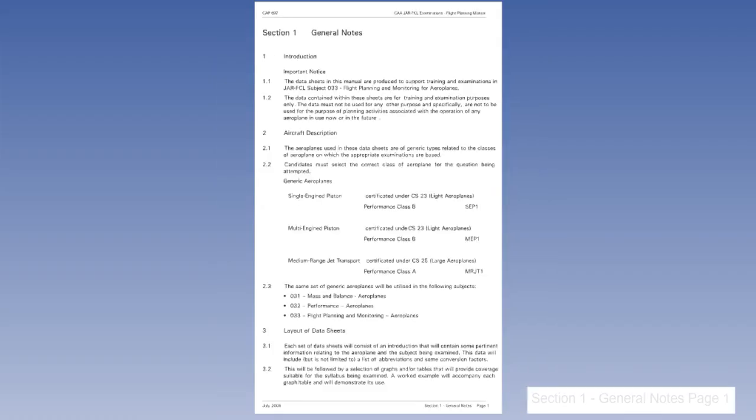It is designed specifically for the European Airline Transport Pilot's Licence examinations. To help you work through the manual, each page is identified by its section and title in the bottom right-hand footer. When you are ready, find Section 1, General Notes, page 1.